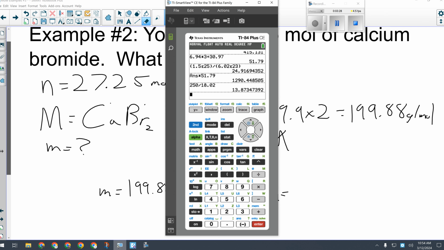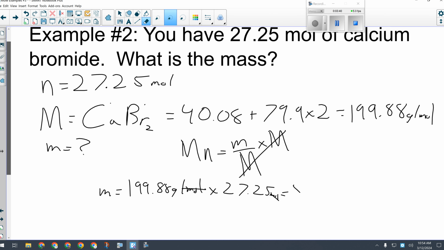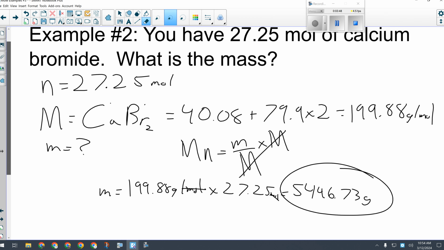And so 199.88 times 27.25 is 5,446.73, so just about 5.5 kilos of that stuff. Questions on type 2? How many people have done 3? I'll give you 2 more minutes on 3, then we'll go over that, and I'll give you a little bit more time for 4.